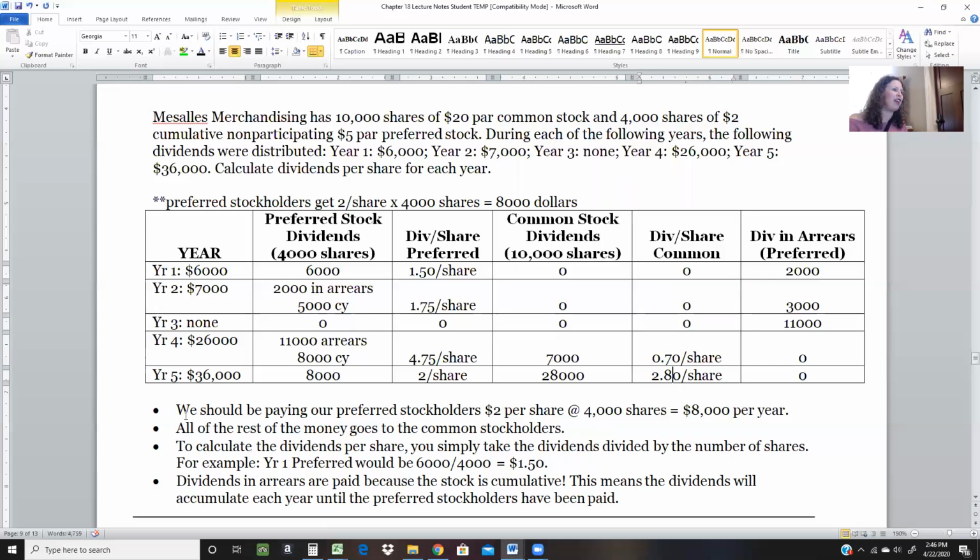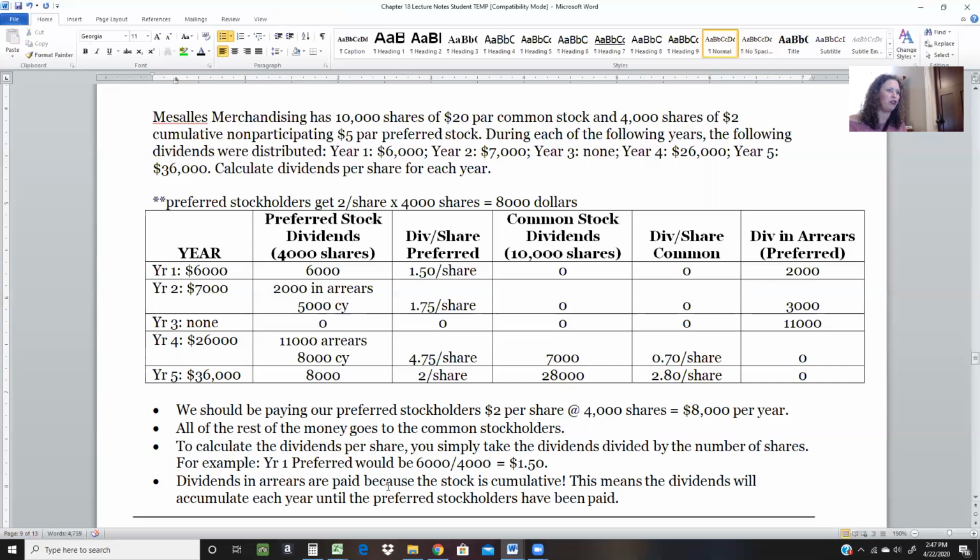So down here, I just kind of explained. So we should be paying our preferred stockholders $2 a share times 4,000 shares. All the rest of the money goes to common stockholders. To calculate dividends per share, you take dividends divided by the number of shares. For example, year 1, 6 over 4. So I'm just kind of showing my work.